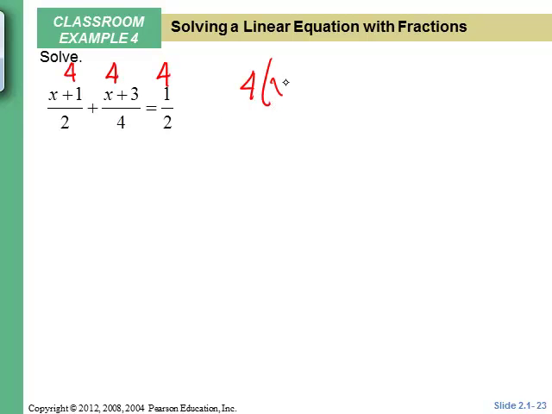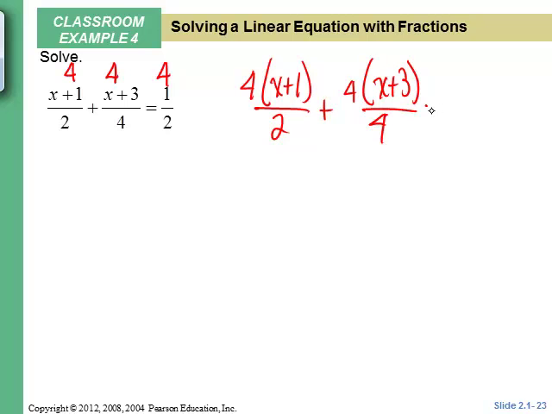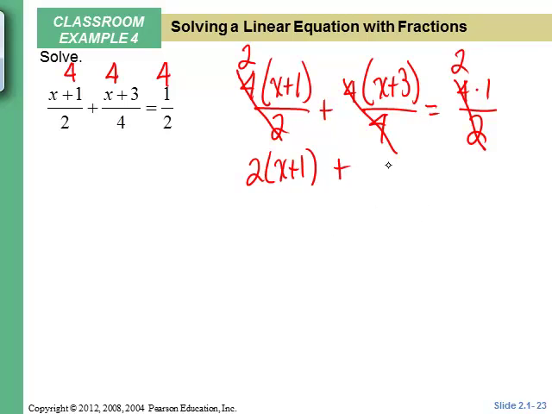So we get 4 times (x plus 1) over 2, plus 4 times (x plus 3) over 4, equals 4 times 1 over 2. Now, 4 cancels the 2 to leave a 2 on top. 4 cancels the 4. And so we're left with 2 times (x plus 1) plus (x plus 3) equals 2 times 1. Notice we suddenly have no denominator.